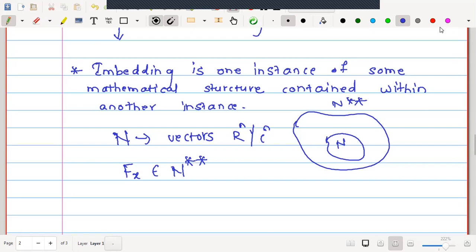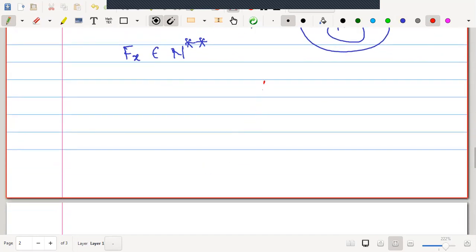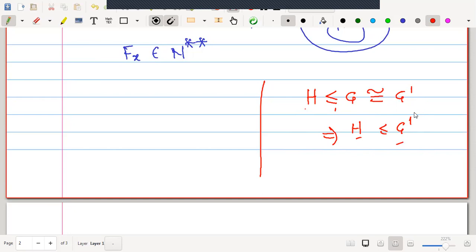I just want to recall one concept for you. Somewhere in group theory, we have seen this kind of concept. I don't remember exactly whether we proved it with respect to groups or rings, so let me tell you with the help of groups. Suppose H is a subgroup of G, and G is isomorphic to G dash. Then we can say that H is a subgroup of G dash. I think we proved this in ring theory also, in algebra 2. Therefore, the same kind of concept applies here.